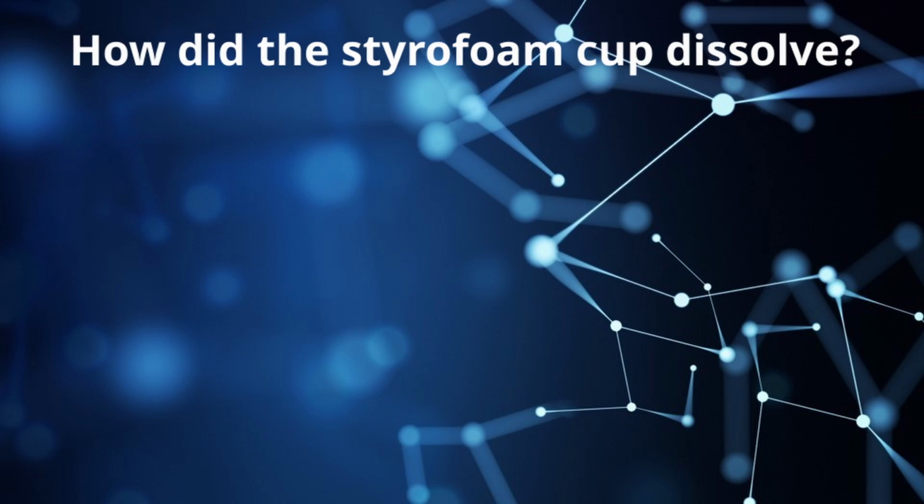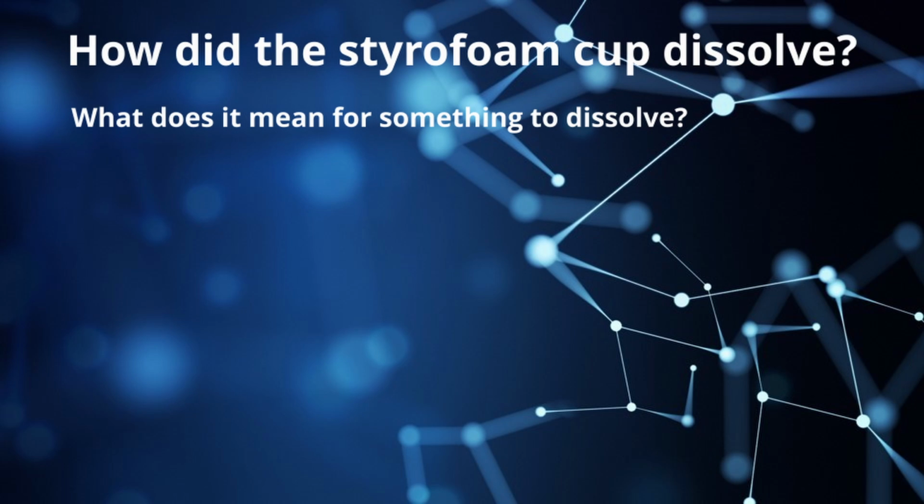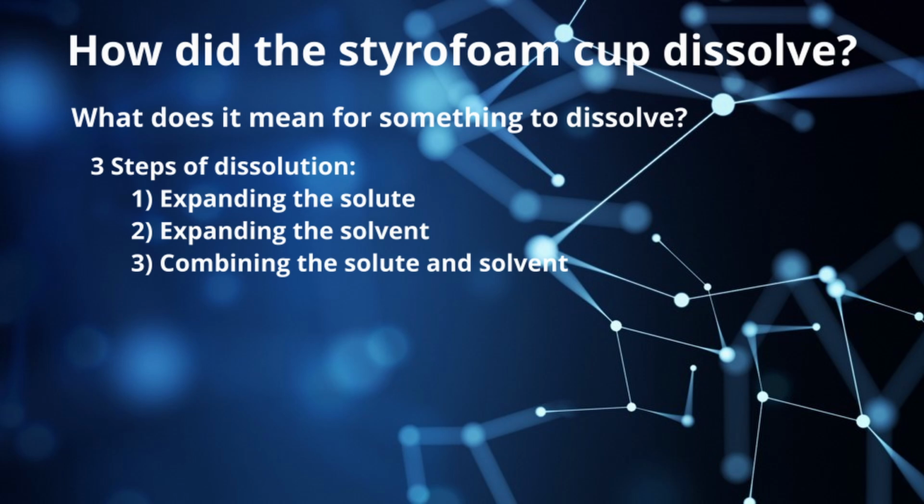So, how did the styrofoam cup dissolve? To understand that, we first need to go over what it means for something to dissolve. The process we know as dissolution actually occurs in 3 steps. First, expanding the solute, then expanding the solvent, finally combining the solute and the solvent.